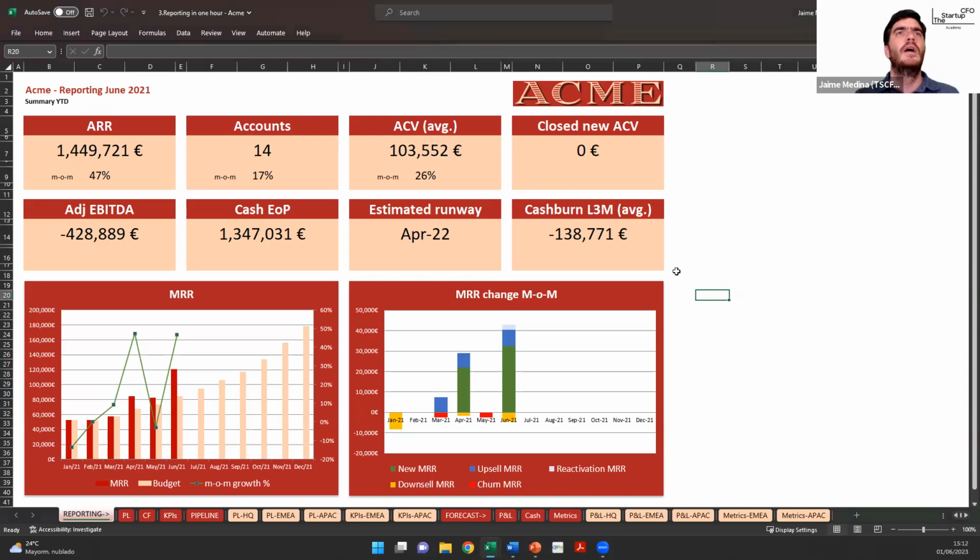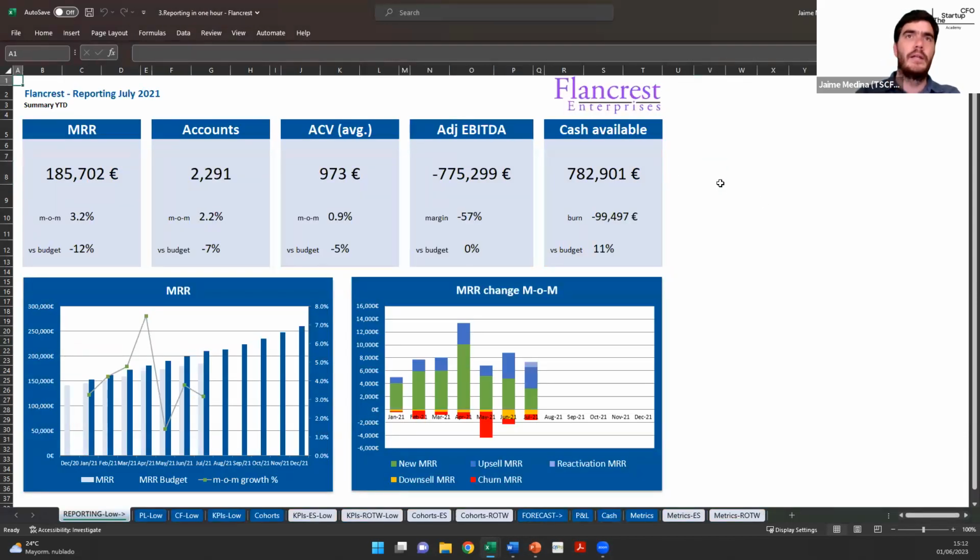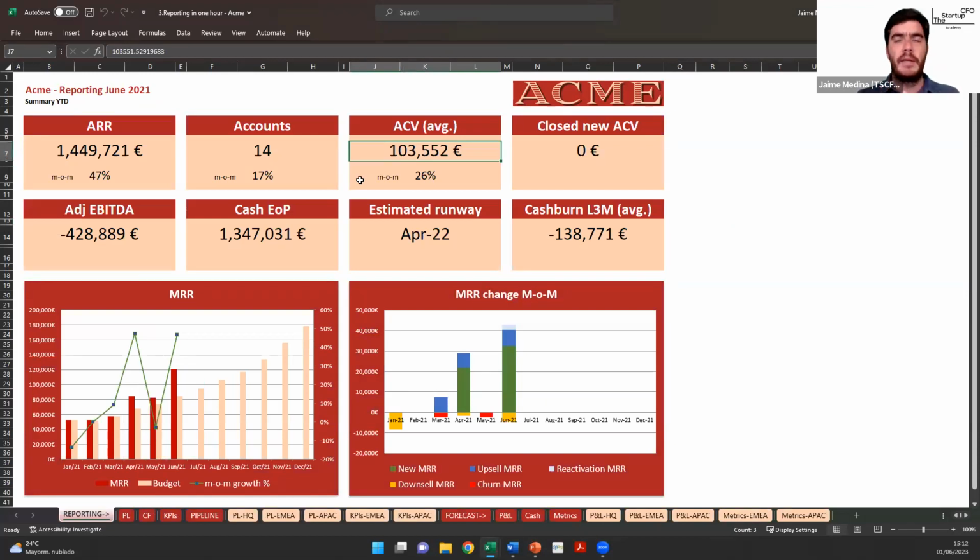Acme is a B2B SaaS, but it sells huge contracts. We can already see one piece of information: the annual contract value on average is 103,000 euros, which is a pretty big contract. On the other hand, Flancrest, being a SaaS as well, has an annual contract value of just 1,000 euros. As you see, one is 100 times bigger than the other. And we will see that this creates many differences.